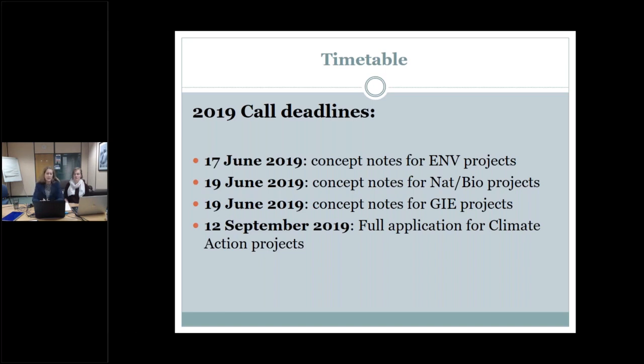The call deadlines you see here on the slide, and this is very important. It's a staggered submission again. So for environment and resource efficiency projects, you have to submit a concept note by 17th of June. For nature and biodiversity, it's the 19th of June, and for governance and information, also the 19th of June. Climate action projects have to be submitted as a full application by the 12th of September.